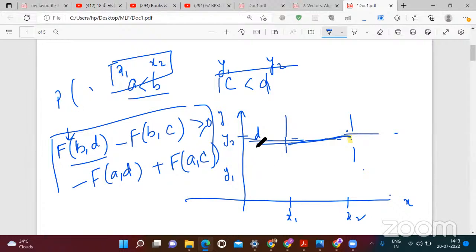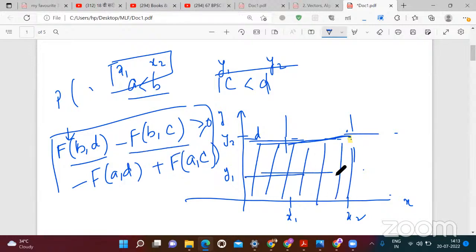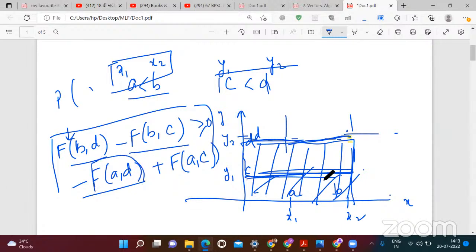See, F(b, d) is the total area, right? And then we are reducing F(b, c), which means we are cutting down this much. This is a, this is b, this is c, this is d. So we are reducing this one, and we are left with this area. Now we are reducing F(a, d), and we have already reduced this area, so we are left with only this much area.